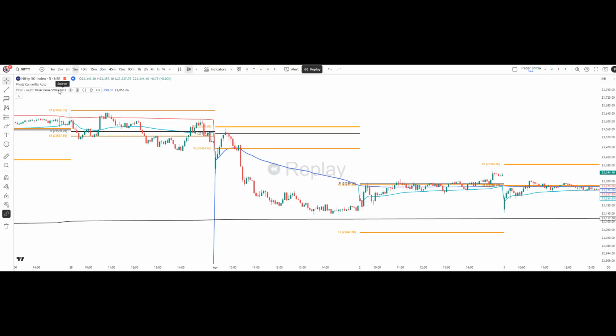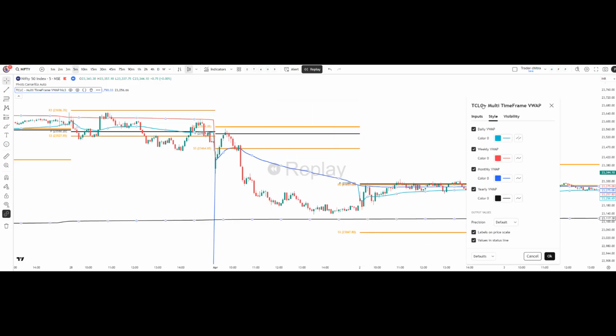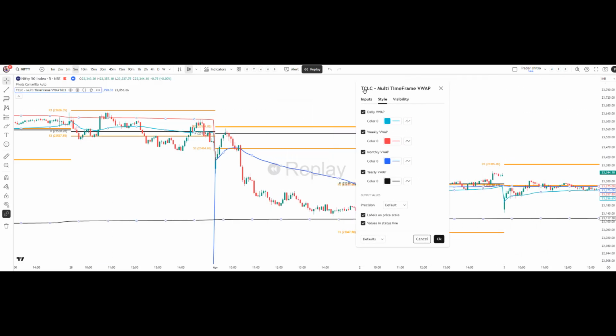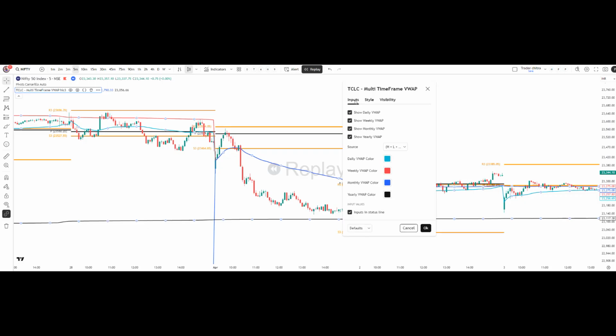Once you go to the settings of this particular indicator, you can see the options. Once you go to the inputs, you can see the 4 VWAPs, that is daily VWAP, weekly, monthly and the yearly VWAP. All 4 VWAPs you can see in a single chart, so you are not going to change the time frame. If you are in the 5 minutes time frame, in that time frame also you can see the yearly, monthly and the weekly VWAP. If you are doing intraday trading, basically we can see only the daily VWAP, that is for intraday traders.